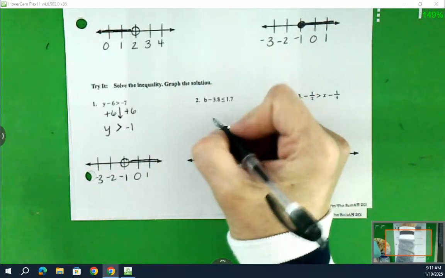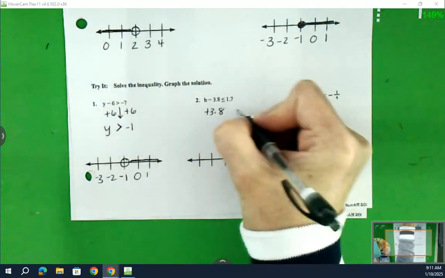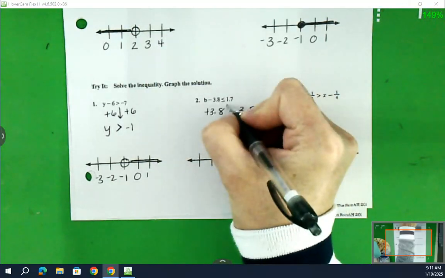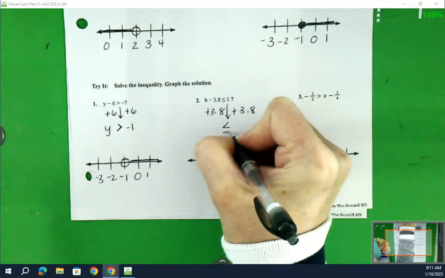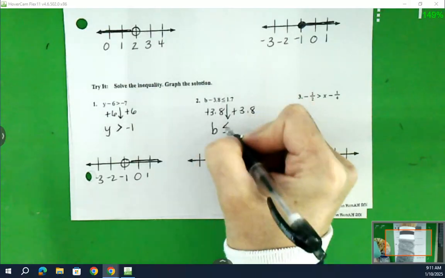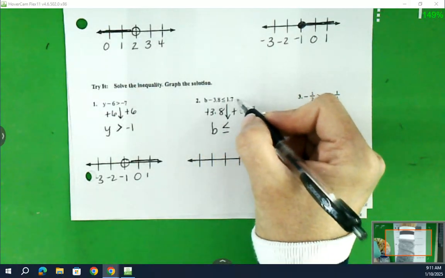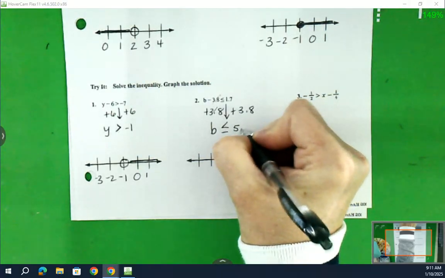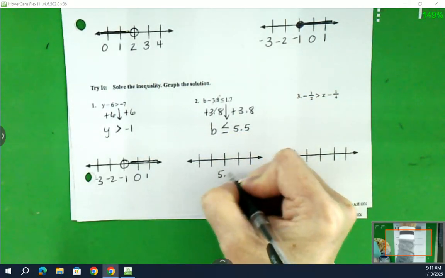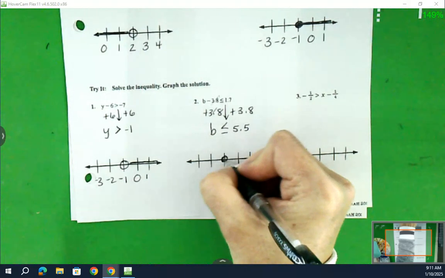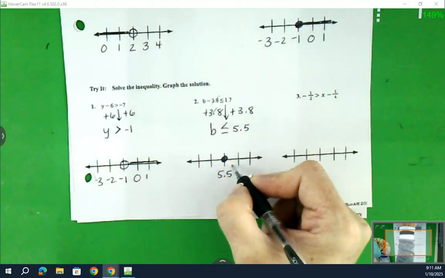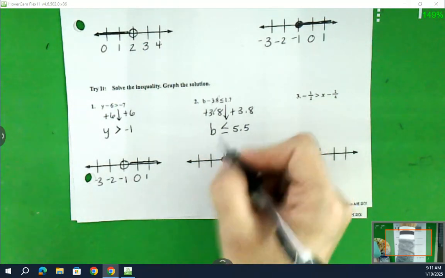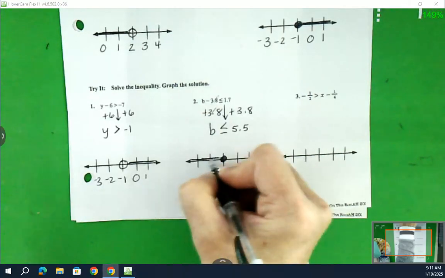Okay, number 2, we have to add 3.8 to both sides. Lining up that inequality, less than or equal to. We have b is less than or equal to 1.7 plus 3.8, which works out to be 5.5. So we're going to put 5.5 here in the center. We're going to have a shaded in circle because it's also equal. B is less than, less means to the left.